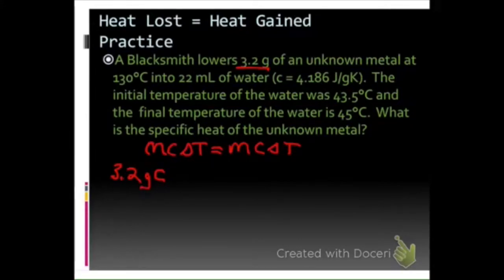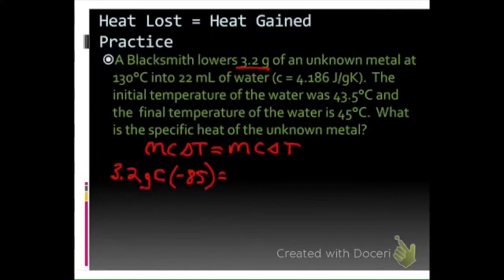When you're trying to do the change in temperature, you take the final temperature, the second temperature, so 45, minus the starting temperature, which was 130. So that gives us negative 85. We can have negative changes in temperature, because that just means it's cooling off.